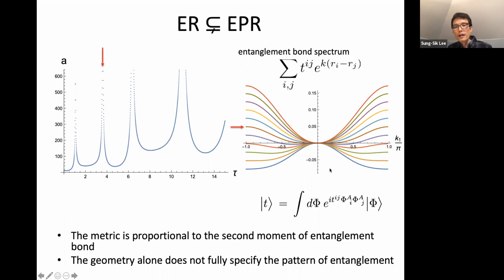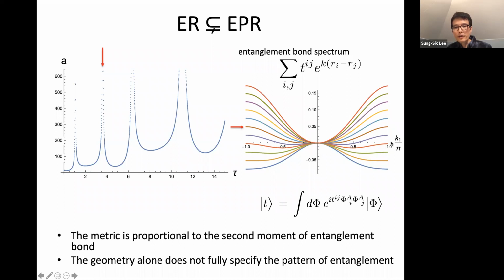Now, in the presence of translation invariance, Tij is just a function of Ri minus Rj, where Ri is the image of site I in the Riemannian manifold, and Rj is the image of site J. It depends only on the relative coordinate between I and J, so it's convenient to look at the Fourier mode, which is a function of K. Here is the plot of this Fourier mode of the collective variable as a function of, say, K1, the momentum in the first direction.